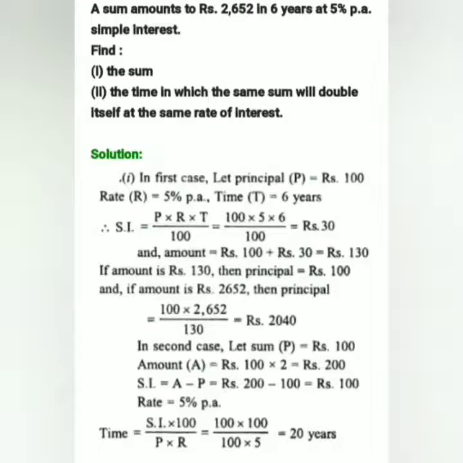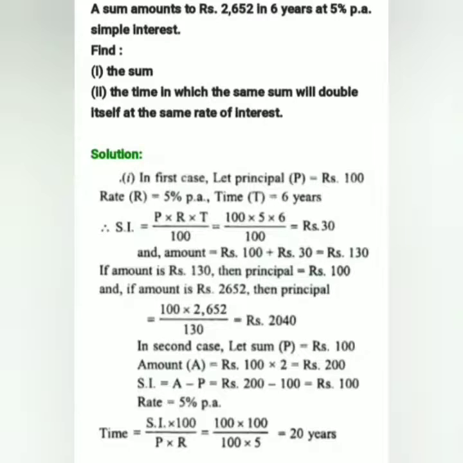In the second case, again we will be assuming the principal as 100 rupees. Then the amount will be, for the time in which the same sum will double itself, double. 200 it will become. Simple interest we have to calculate, 200 minus 100. 100 will be the simple interest and the rate is 5%. Now here the condition arises of the time. We have to find out the time.